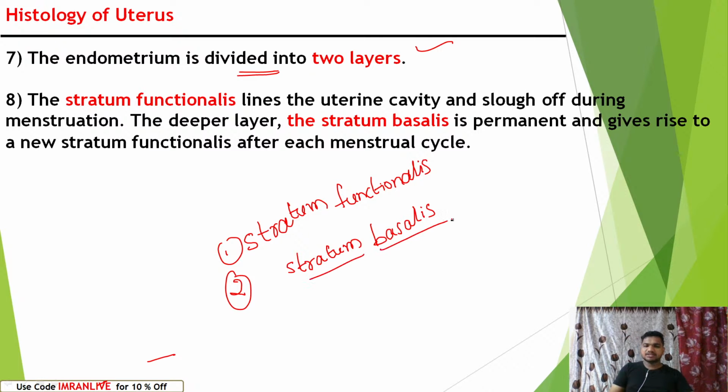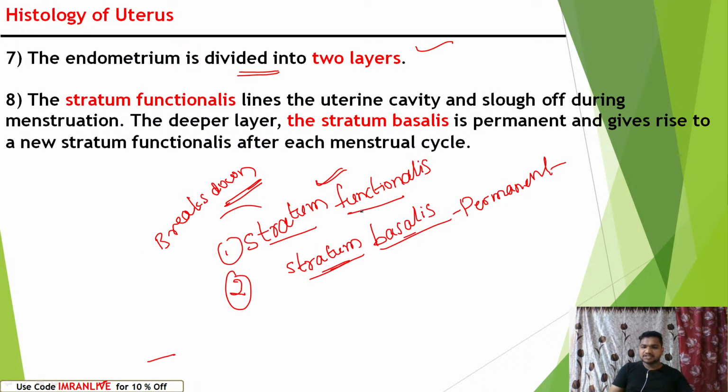Generally, the stratum basalis is the permanent layer of the endometrium. The stratum functionalis is the temporary layer. For example, when a female gets a menstrual cycle, the stratum functionalis breaks down, and then the menstrual bleeding takes place. After the stratum functionalis breaks down, the stratum basalis forms a new stratum functionalis. For the next menstrual cycle, again the stratum basalis gives rise to a new stratum functionalis. The stratum basalis is permanent and internal, and the stratum functionalis is external and temporary. Once the menstrual cycle takes place, the stratum functionalis breaks down and the menstrual bleeding takes place.